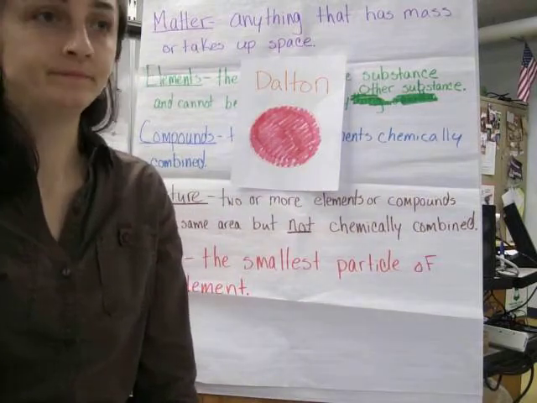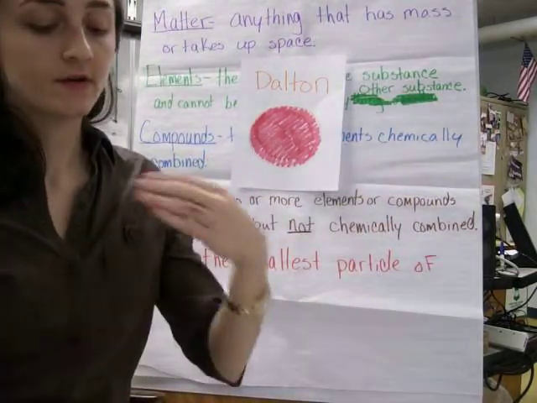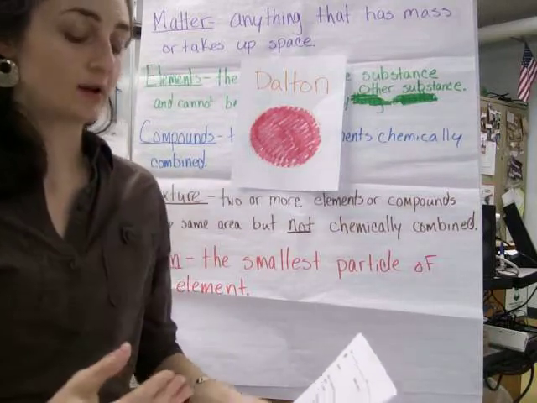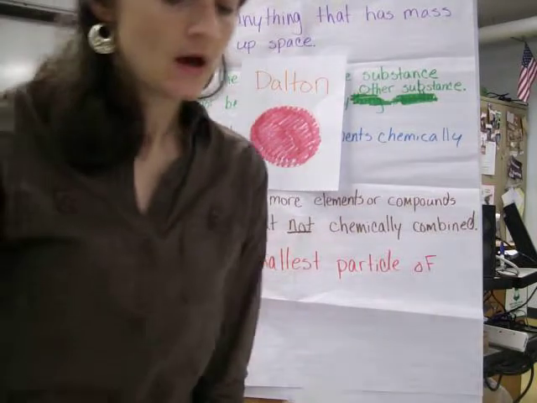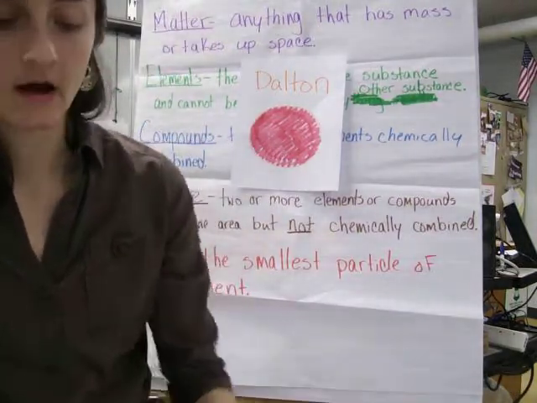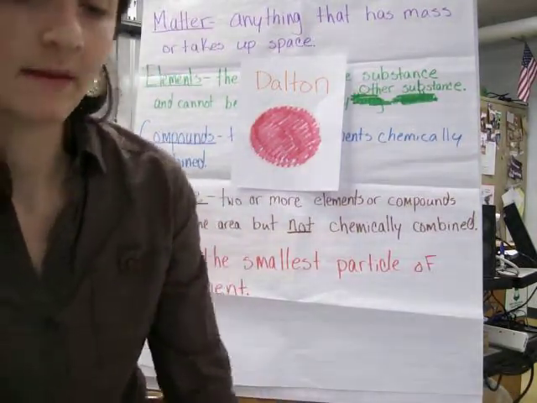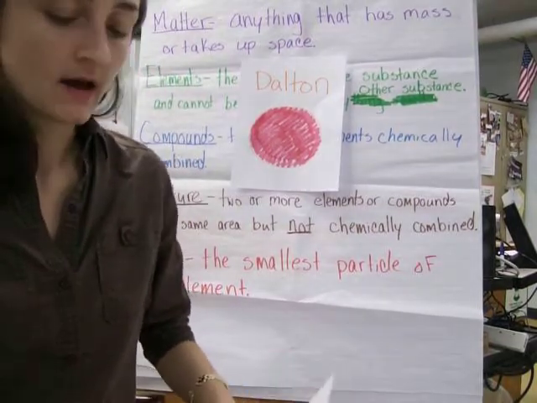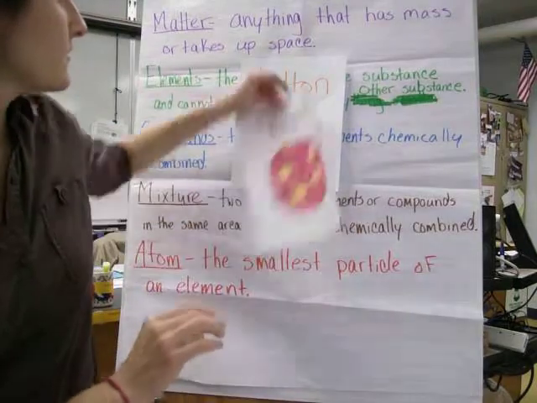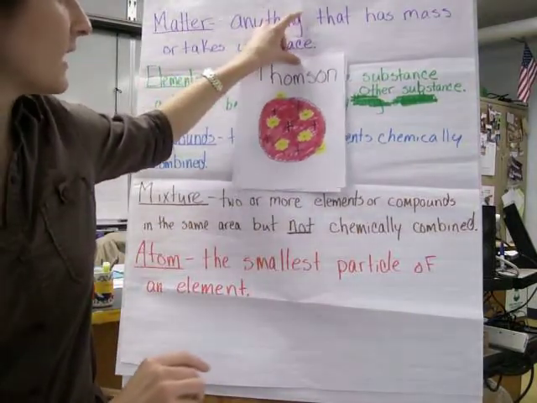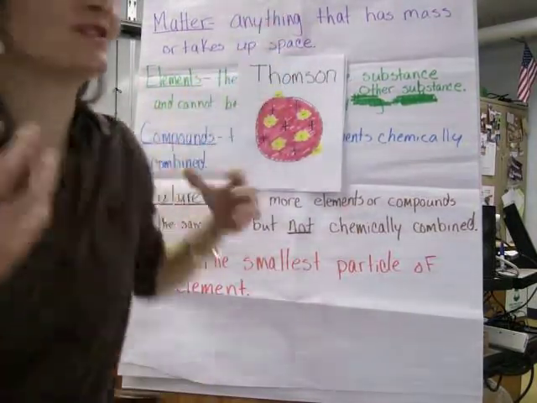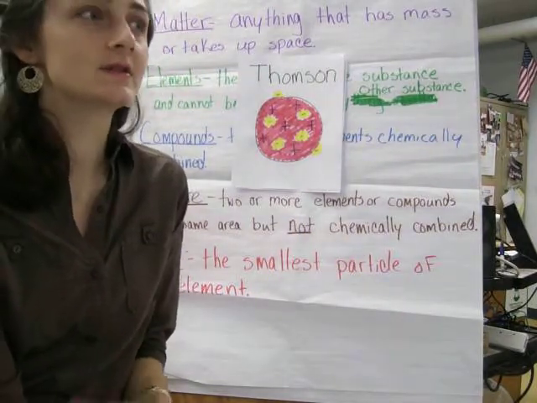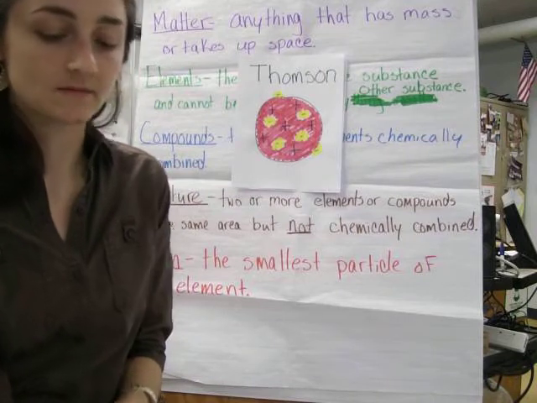So, that's Dalton's model. Those are some of the things that Dalton found out and that helped him create his model. So the next one, we have Thomson's model. Thomson came around a little bit later in the 1800s, and Thomson's model came as a result of him finding out through experiments that there are these negative charges found in atoms.